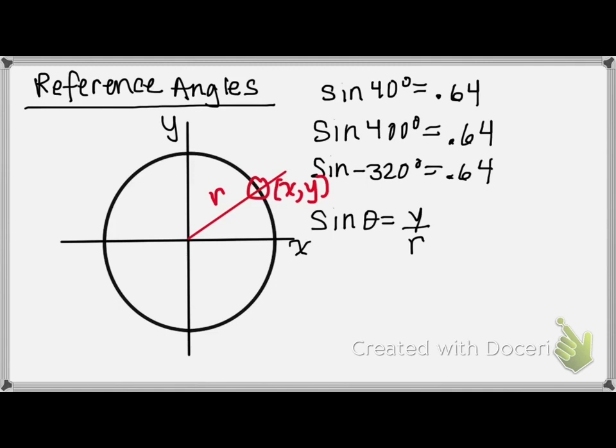So what it means that sine 40 degrees is equal to 0.64 is that the y coordinate that I would get here, how high it is above the x-axis, over the length of the radius, will be equal to 0.64. So that's what it means that the sine of 40 degrees is equal to 0.64. And that's why if I rotate around another rotation and I end up at the same place, I have the same sine value. And I can do that in an infinite number of ways, forward and backwards. Now consider this.